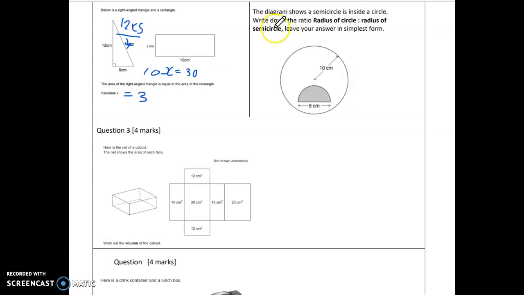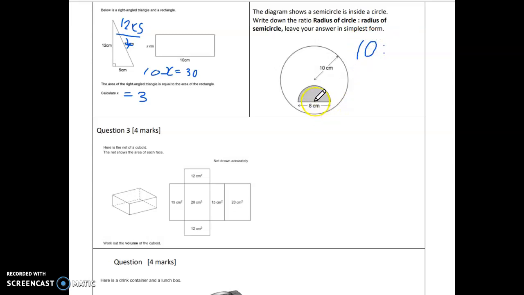Right, so this diagram shows a semicircle inside a circle. Write down the ratio of the radius of the circle to the radius of the semicircle. Right, so the radius of this is 10 centimeters. So we'll have radius of circle of 10.